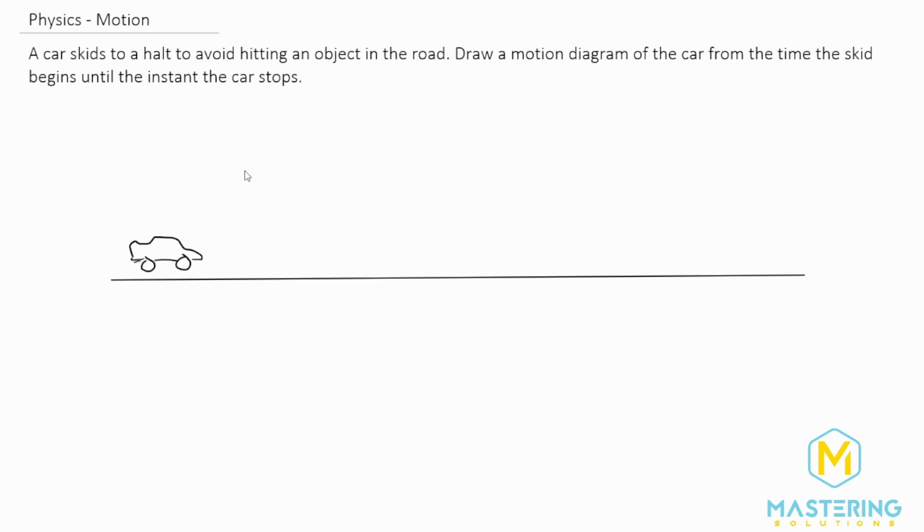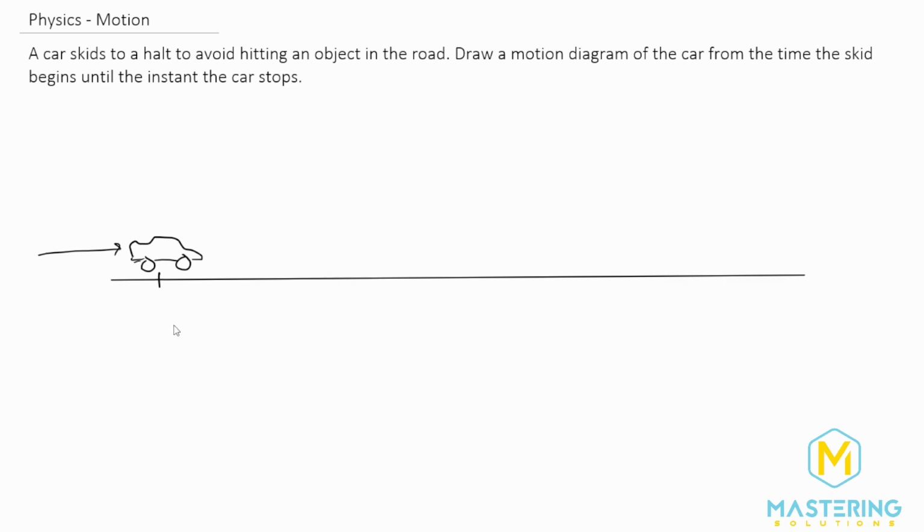So they tell us that this car is skidding and then it stops at some point down the road, and they want us to draw that. So right here, we're going to say this point is where the car starts. So it's going along at however fast it's going, and it starts to skid right here like we talked about.